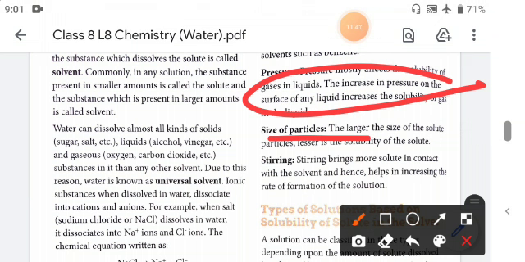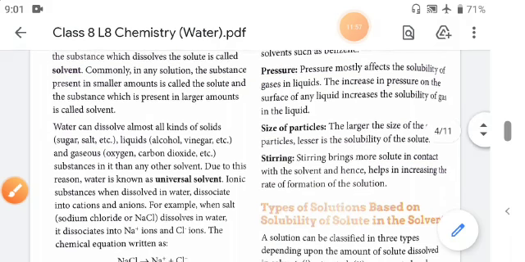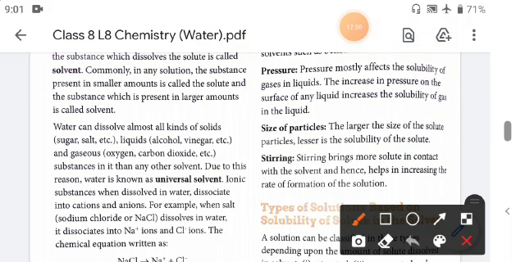Okay, now stirring. The stirring process brings more solute in contact with the solvent, and hence it helps in increasing the rate of formation of solution. When you stir the sugar in water, it dissolves in water very easily. So this stirring is also responsible for the solubility.